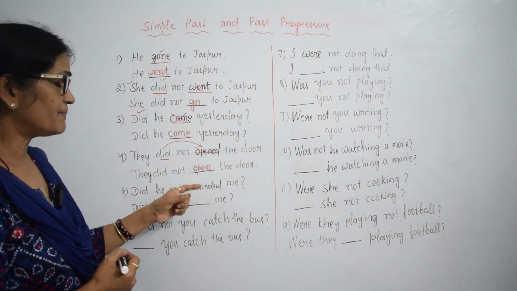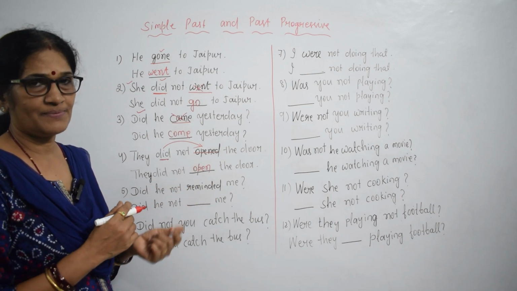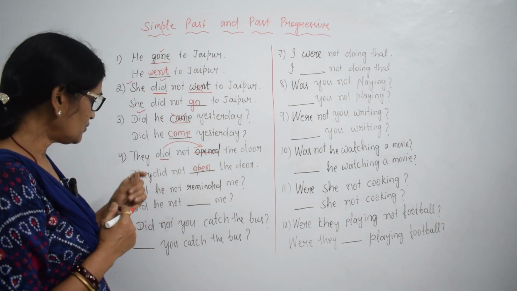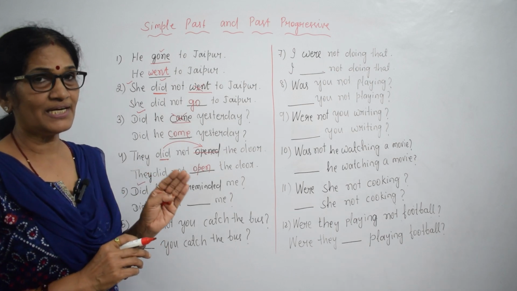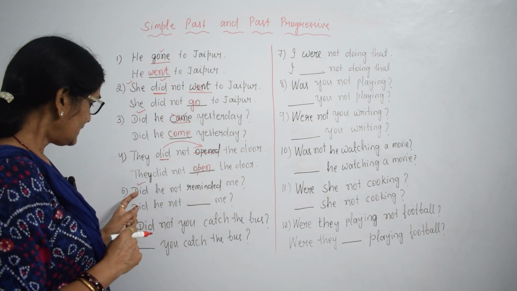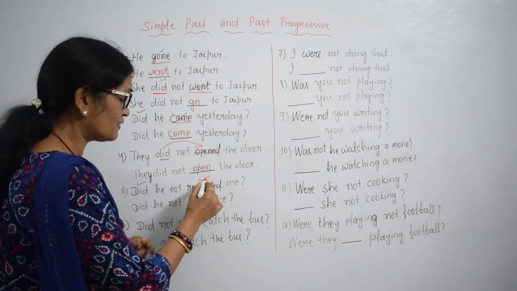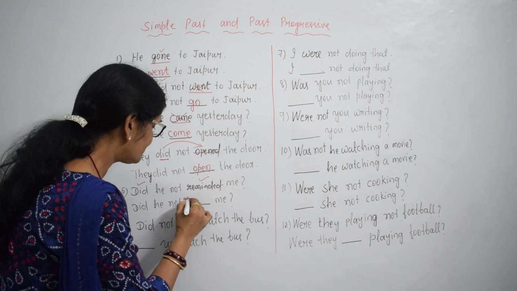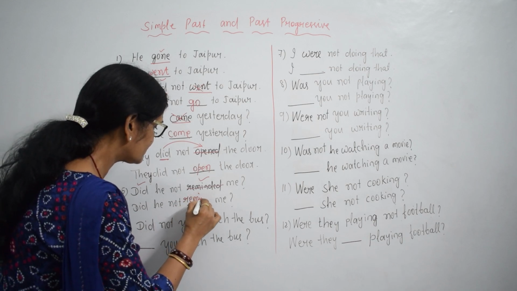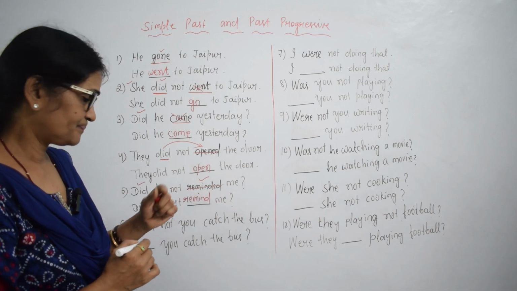Did he not reminded me? This is a simple past negative interrogative sentence. In a negative interrogative sentence, did is there. Did is always followed by the base form of a verb. So reminded is not the base form of the verb; its base form is remind. Did he not remind me?